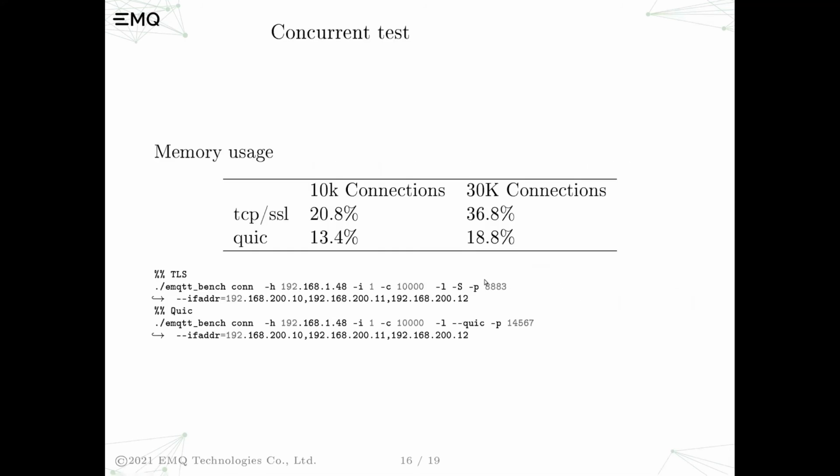Okay. Then we did some concurrent connection tests. Due to some limitation currently in MQTT bench, we can't bind to more interfaces, so we have a limit on the number of ports we can use. So I only tested 10,000 and 30,000, and that's the memory usage. You can see QUIC. That's the operating system memory usage. So QUIC seems to use less memory.